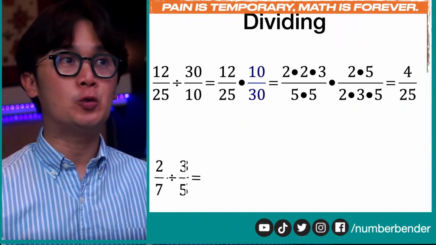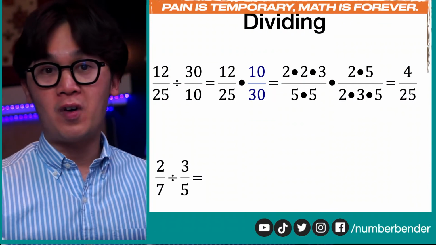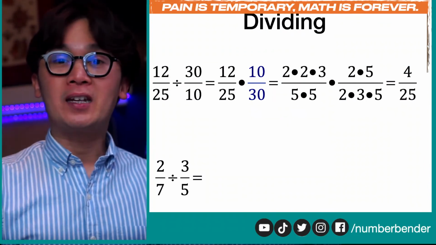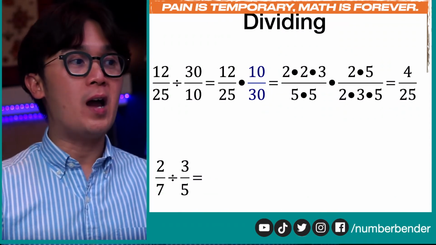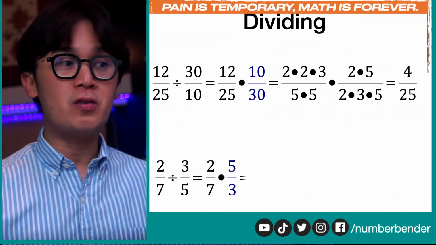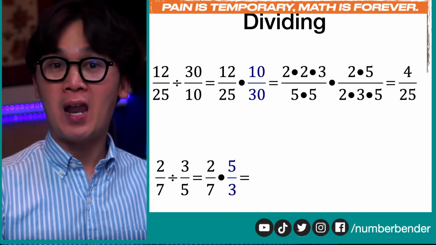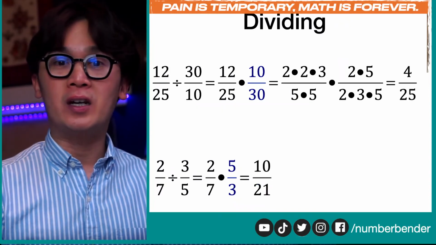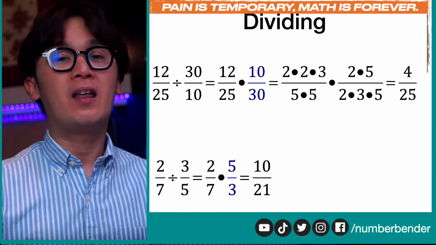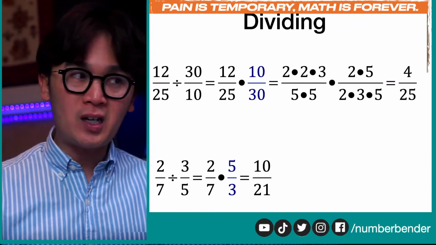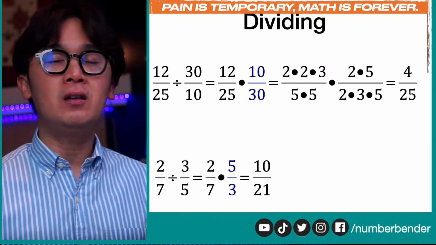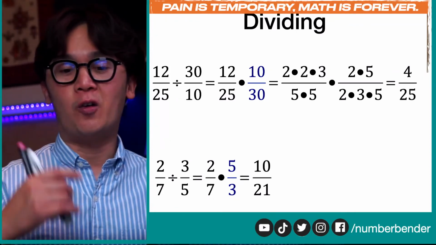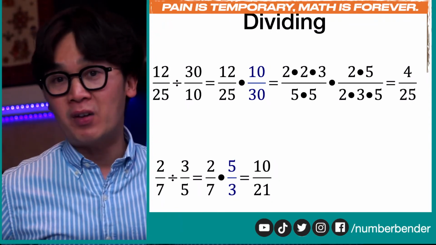And if we have 2 over 7 divided by 3 over 5, all of them are prime numbers. So we are simply reciprocating the second fraction, which is 3 over 5. So we have 2 over 7 times 5 over 3. And by multiplying the numerators and the denominators, we'll end up with 10 over 21 in its simplest form, because we know there's nothing we can break apart from our original fractions, which are 2, 7, 5, and 3. So that's how we multiply, divide, and simplify fractions.